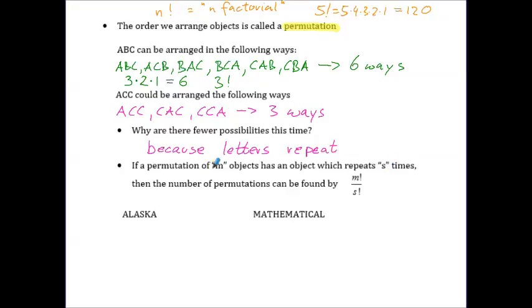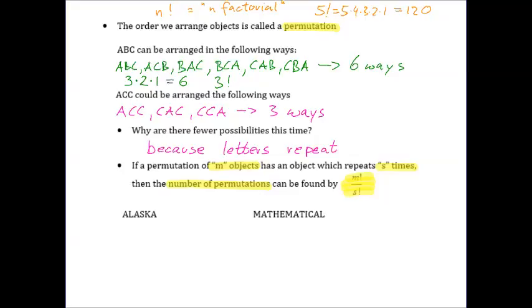If a permutation of m objects has an object that repeats s times, then the number of permutations that we can get is found by the following formula: m factorial over s factorial. And let's try this out right away with a couple more examples.